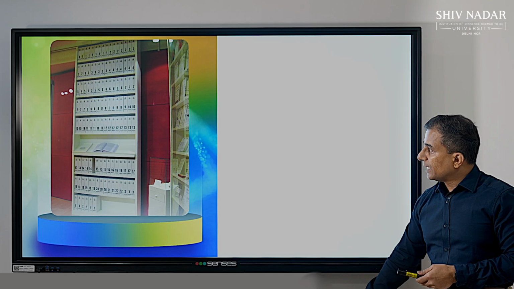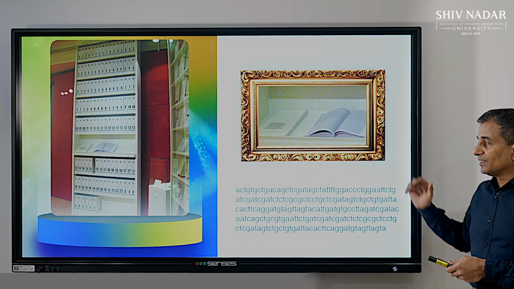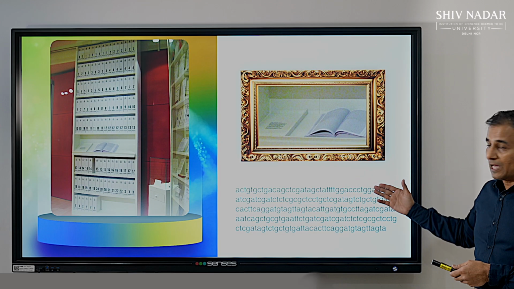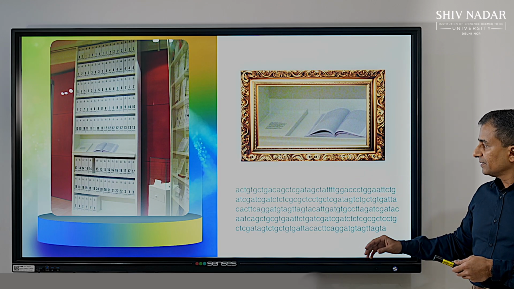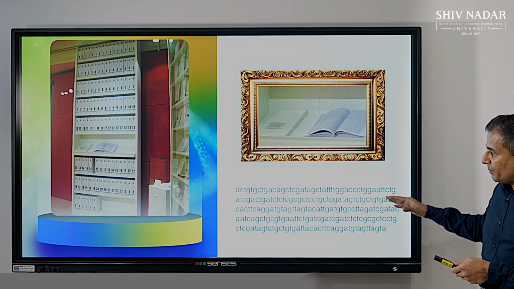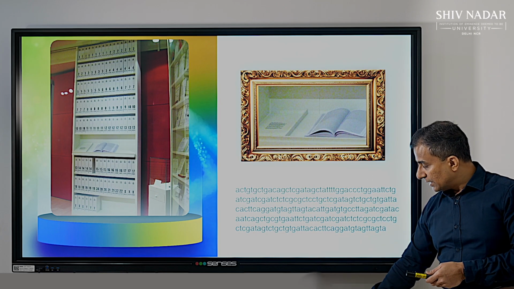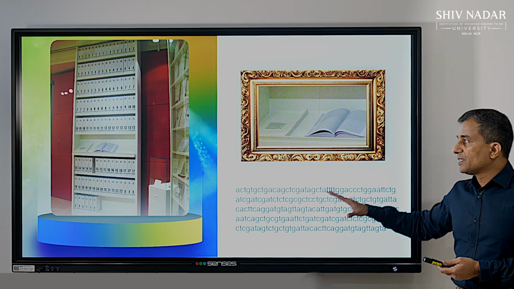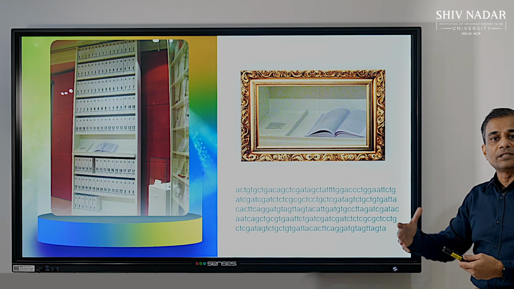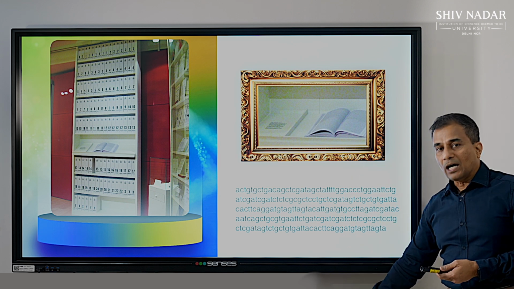If you go close and open one of the books like this and read, the information reads like this, which is a string of 4 alphabets, A, T, C, G, which are the building blocks of our genomic material. And you can see that there is no punctuation here. It's a contiguous set of instructions encoded in these 4 alphabets. So obviously, what are genes then? If this is our genome, the collection of our genetic material, all the chromosomes put together, and if it reads like this, then how do we define a gene?